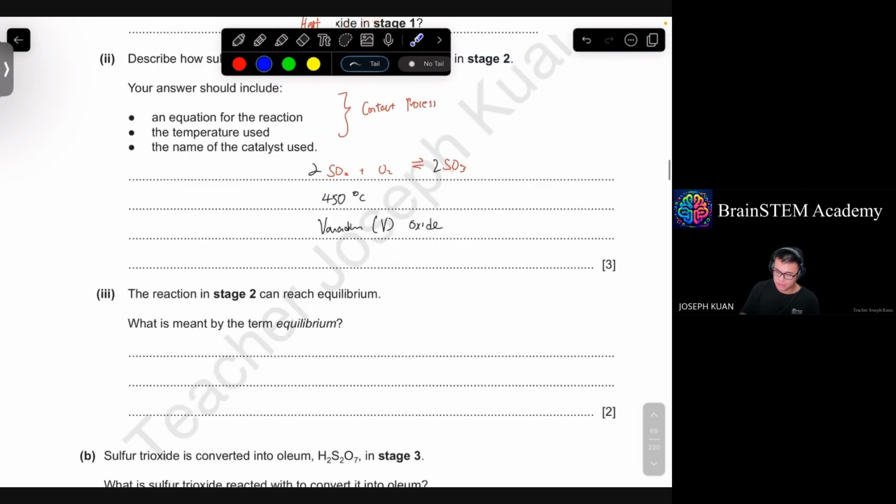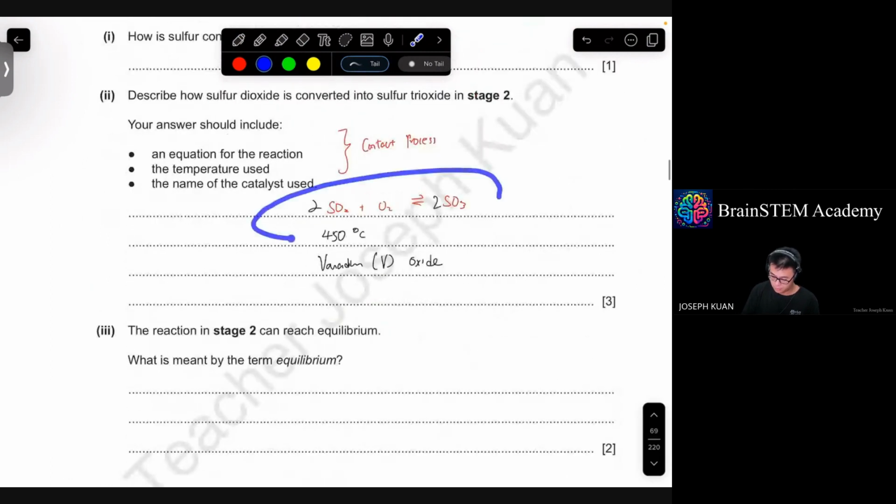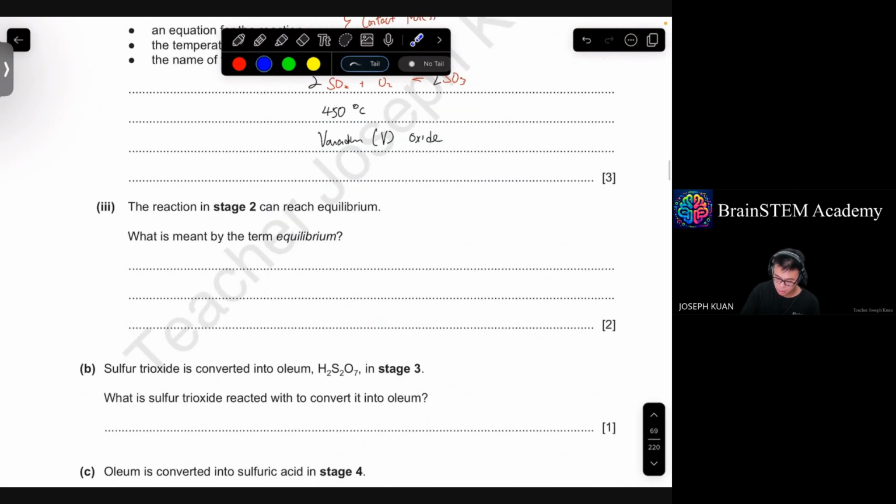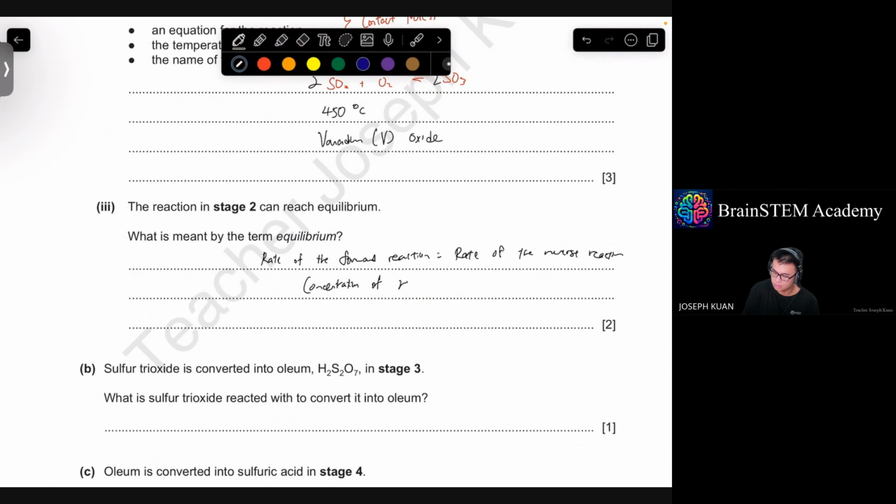Right? Next, the reaction in stage 2 can reach equilibrium. What is meant by the term equilibrium? Equilibrium means that the rate of the forward reaction is equal to the rate of the reverse reaction, where the concentration of the reactants and the products remains unchanged, or should I say remains constant. All right, 2 marks.